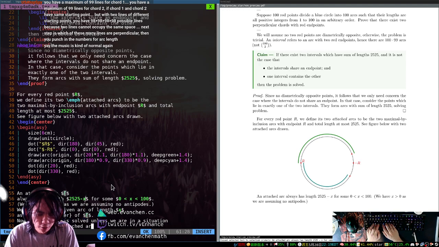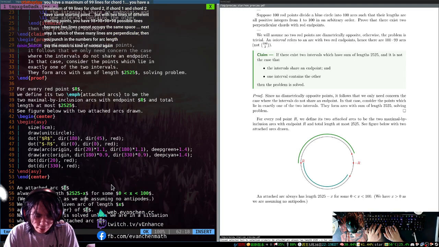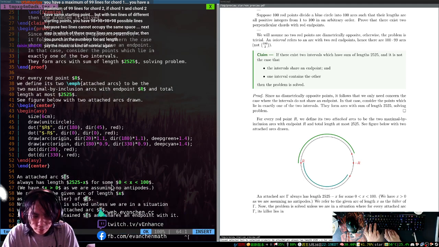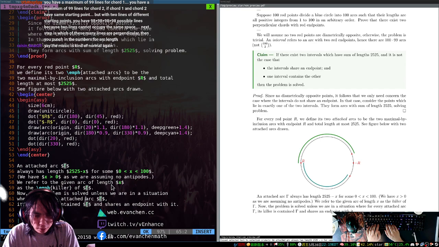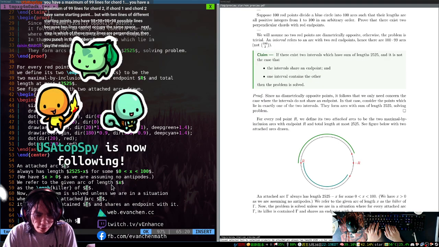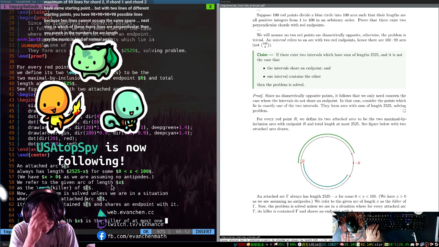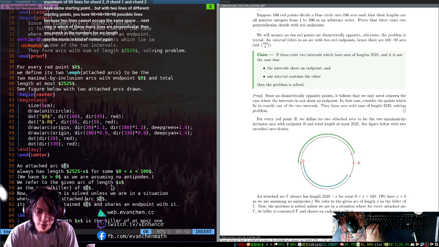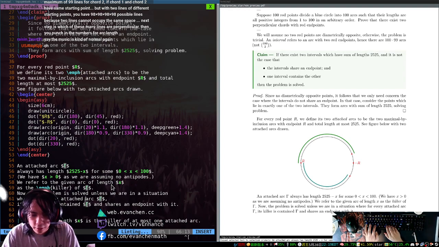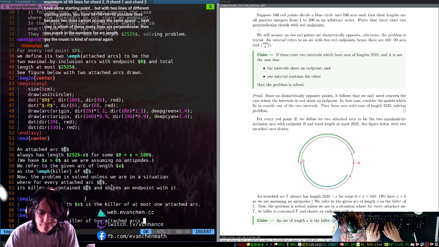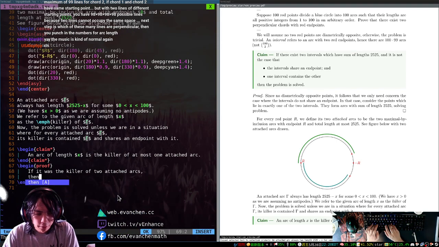For every attached arc gamma, its killer is contained in gamma and shares an endpoint with it. Claim: an arc of length x is the killer of at most one attached arc. Thank you, USA Top Spy, for the follow. Prove it: if it was the killer of two attached arcs, then we have the following picture.